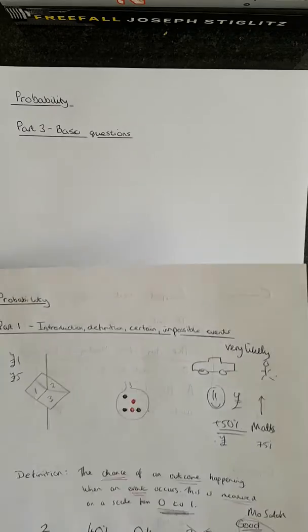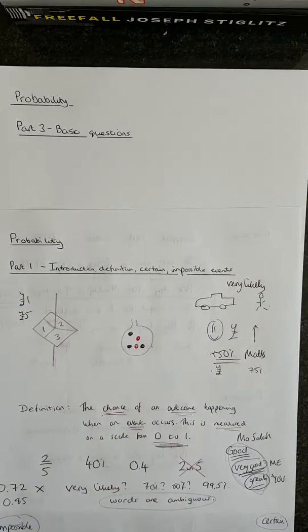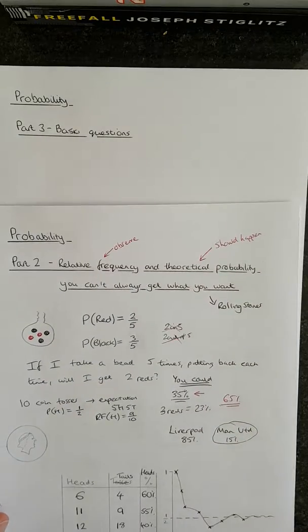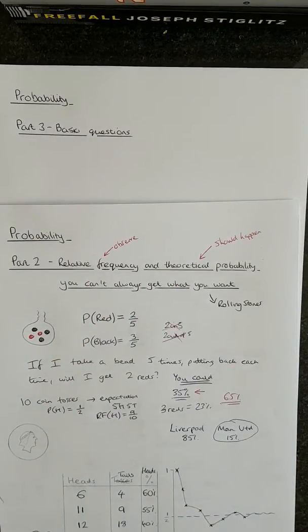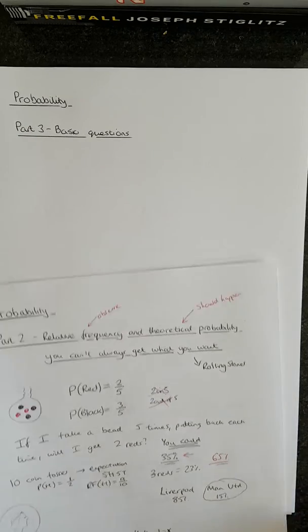So in parts 1 and 2, we've tackled the basics of what probability is. We've tackled introduction, definitions, certain and impossible events. And then we moved on to tackle the really tricky issue of relative frequency and theoretical probability. Now, if you haven't watched those videos, I strongly recommend you go back now.